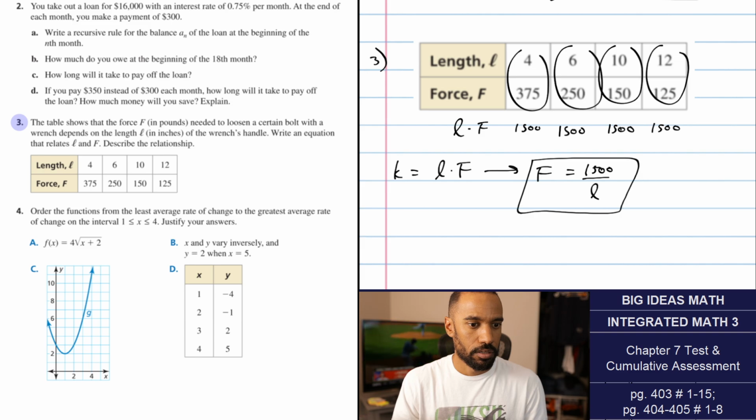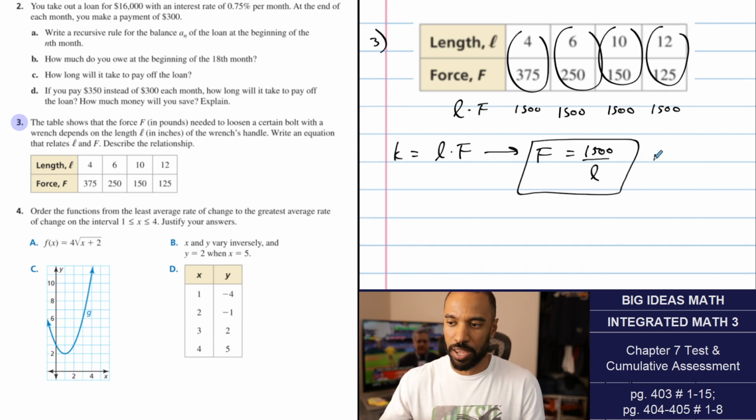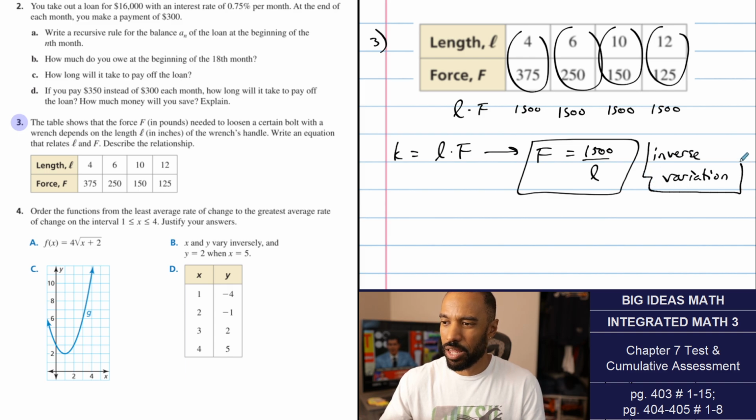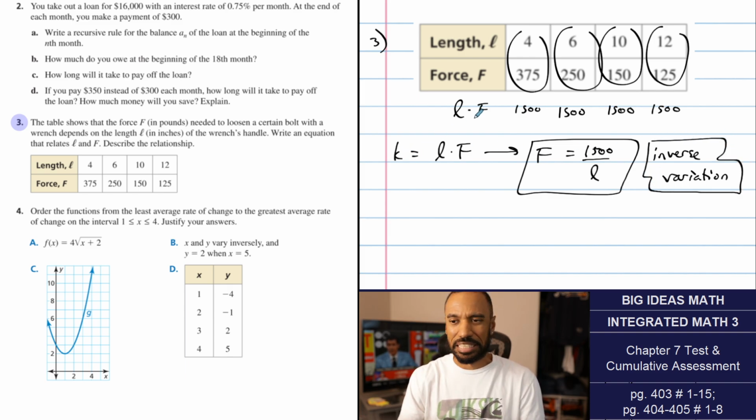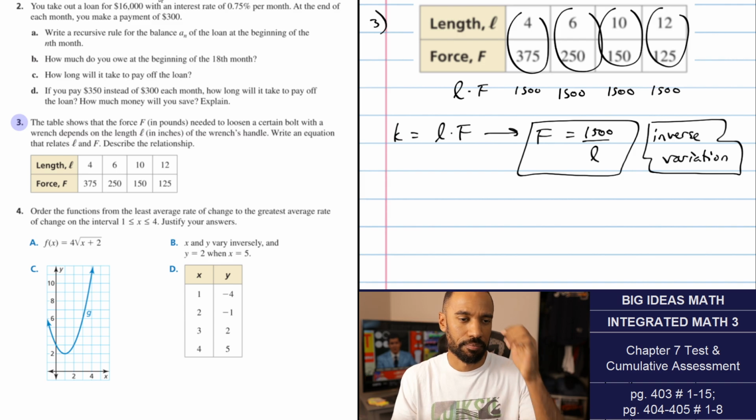Is that all they wanted? Describe the relationship. They're inversely related. I'll just say it's an inverse variation relationship. Yeah, what was the letter they used for constant variation? Was it K? Ooh, I don't know. It's been a while.